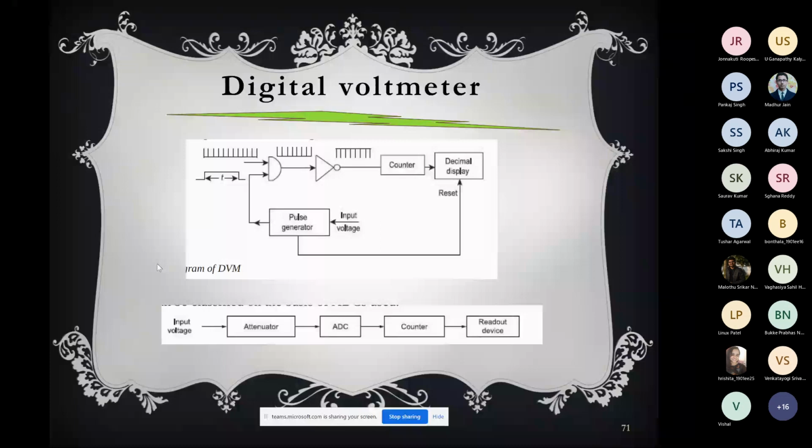So for the input voltage, we have an attenuator, an ADC, a counter, and a readout device. Again, I am saying, in case you missed something, if you have an input voltage, you have a pulse generator. Pulse generator means based on the input voltage, your pulse will be generated. If the input voltage is high, your pulse width will be high. If the input voltage is low, your pulse width will be low.